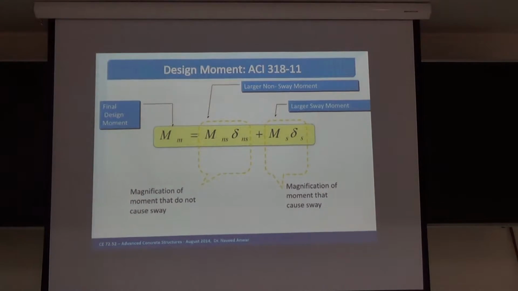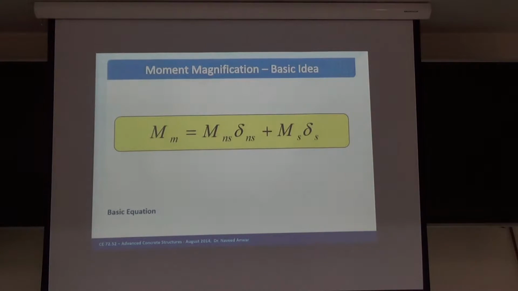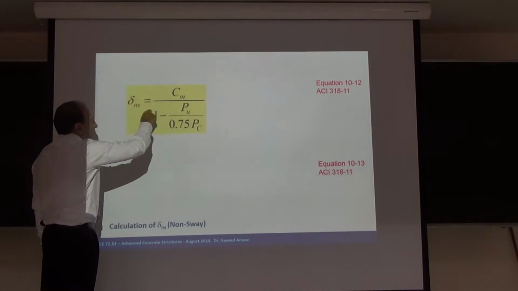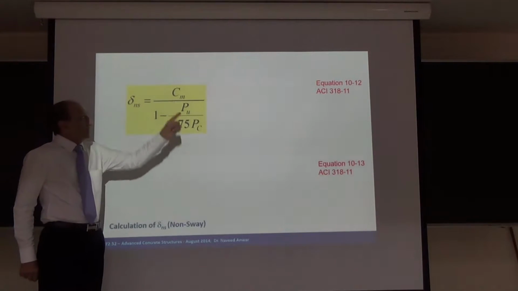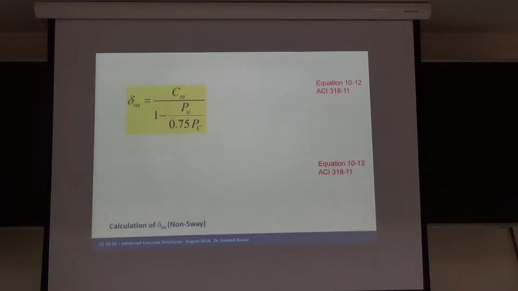That is the next question. So basic idea, let's talk about the non-sway factor first. The non-sway factor delta is calculated by using this equation. CM, you remember CM, the moment shape factor? I can see blank faces, they have no idea what CM was. We discussed CM so much. I said CM is between 1 and 0.4, it depends on the shape of the moment.